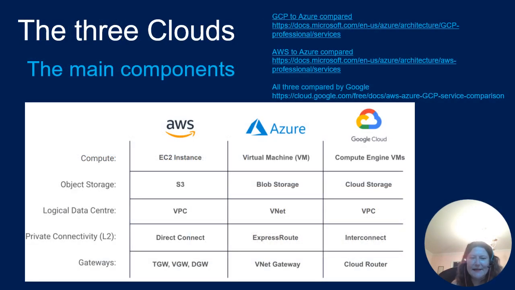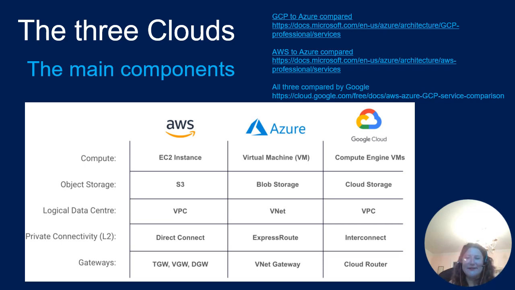So this slide is really to help you have a quick cheat sheet, if you like, to compare the options that are similar across all three clouds. At the top here, there's three links. The first one is comparing GCP to Azure, so Google Cloud to Azure, and that's from the Microsoft perspective. So be aware that Microsoft might be a bit biased in that comparison.